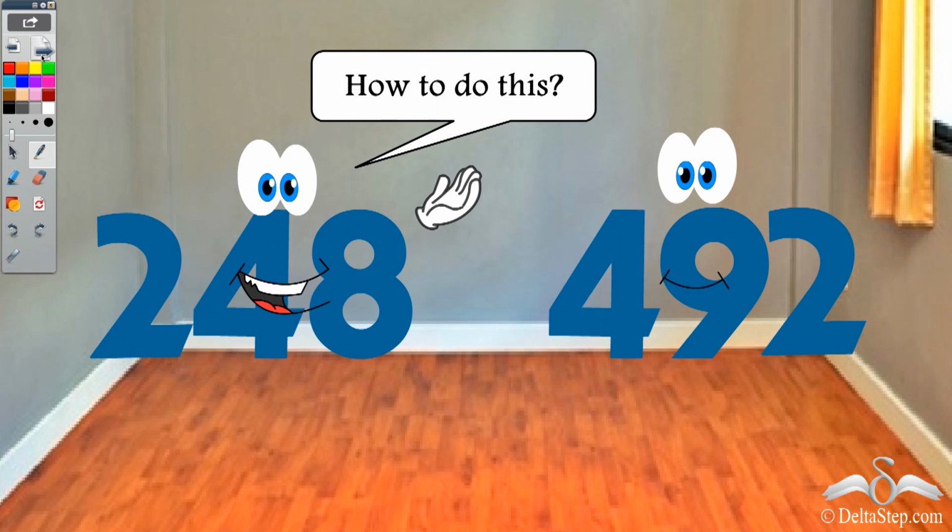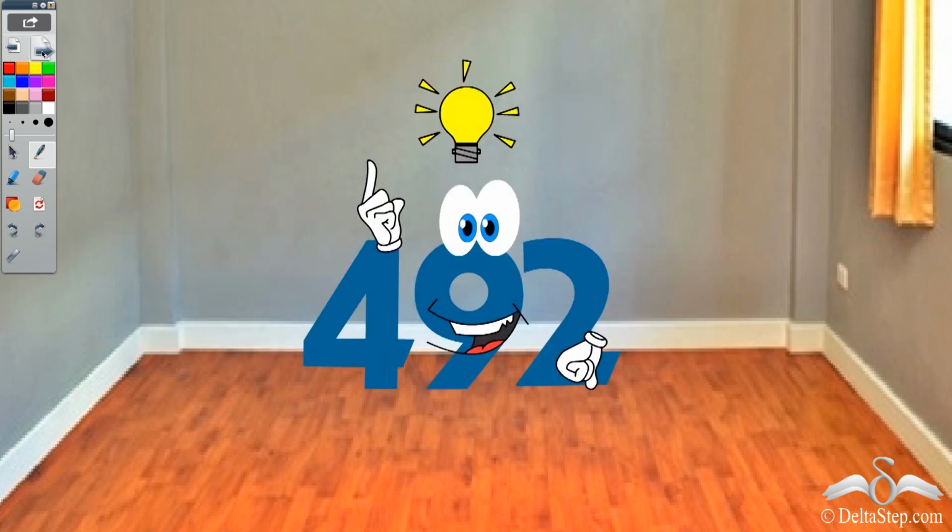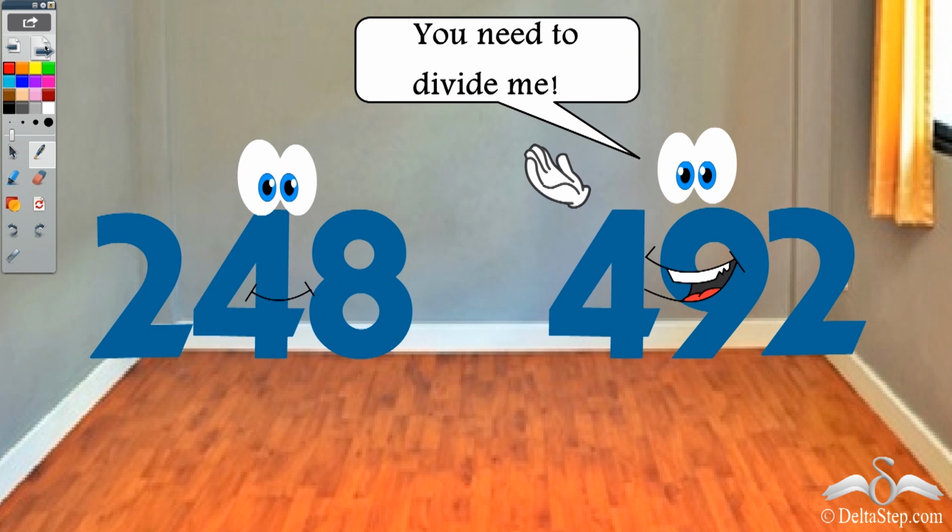248 asked 492 how to do this. How can we do this? And suddenly an idea came to 492. He said, you need to divide me. So he told 248, because you are a smaller number, you divide me and we will find a way to find our HCF. So let us see how these two numbers found their HCF by dividing.